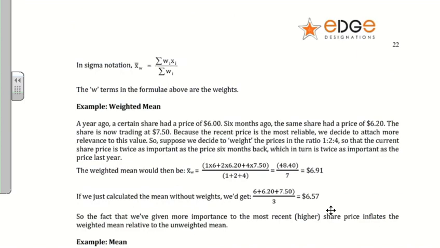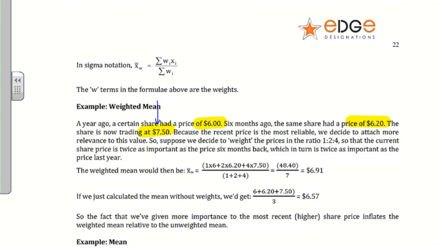A year ago, a certain share had a price of $6. And now remember, that is my most recent. Six months ago, the price was $6.20. Now it's trading at $7.50. My apologies, I've said that exactly the wrong way around. Let's redo it. A year ago, that's the oldest, the share price was $6. Six months ago, $6.20, and now it's trading at $7.50. So $7.50 is the most recent.